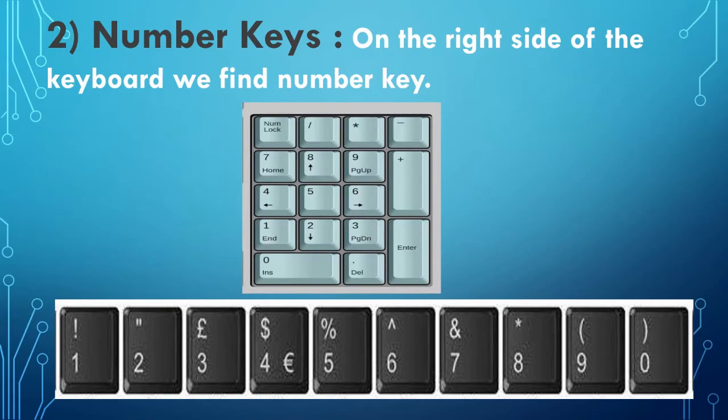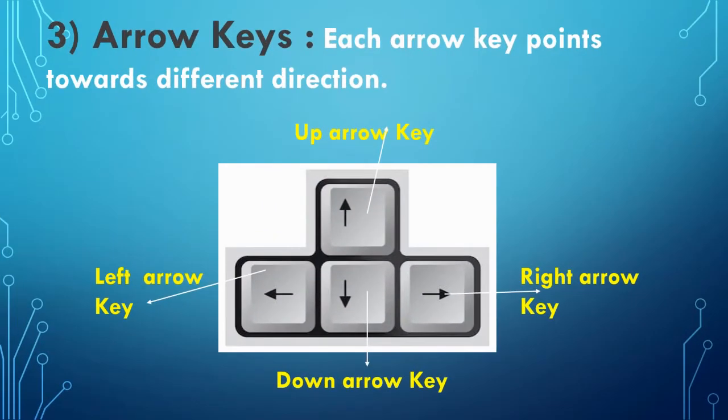Now arrow keys. Each arrow key shows a different direction, and they are named the up arrow key, down arrow key, right arrow key and left arrow key. Through these keys, we can easily shift the cursor in that particular direction.